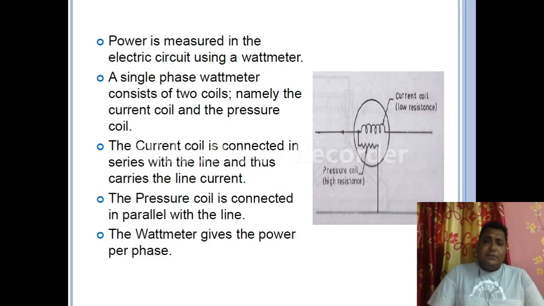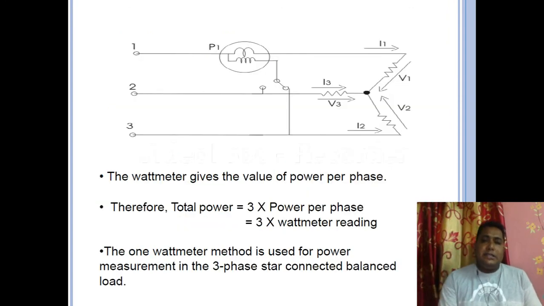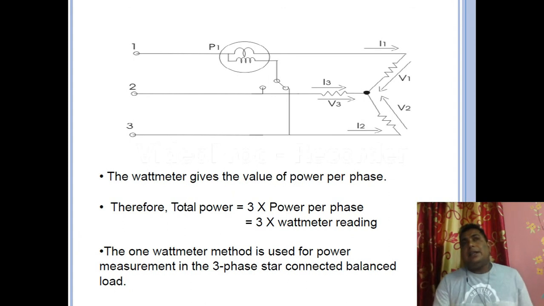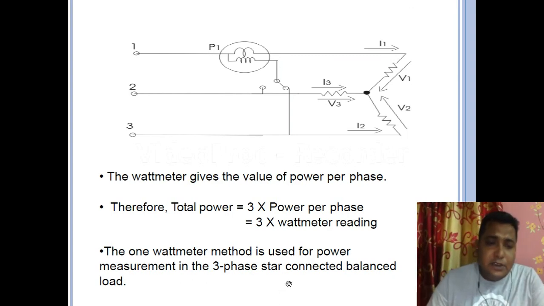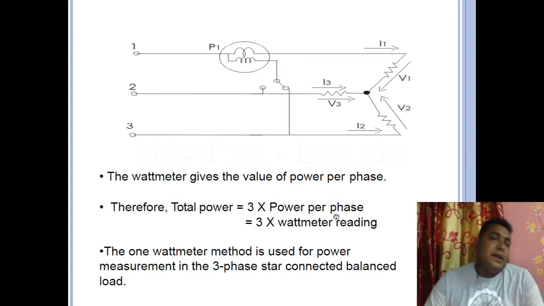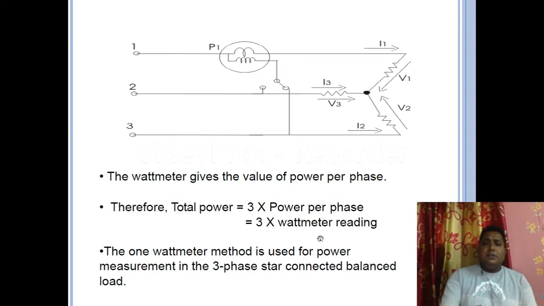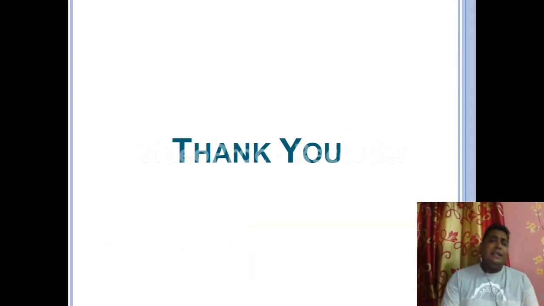In a wattmeter there is a current coil and a pressure coil, which I have repeatedly discussed in this presentation. In any one phase we connect a wattmeter, and it will measure the power, and we are considering a three phase balanced load. That's why the power consumption in each phase will be the same, and in one phase we measure the power and multiply it by 3, and that will give us the total power. As you can see, 3 into power per phase will give us the total power. This is the method we can use, and this is all for today.